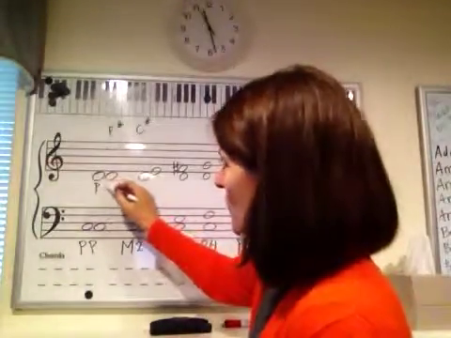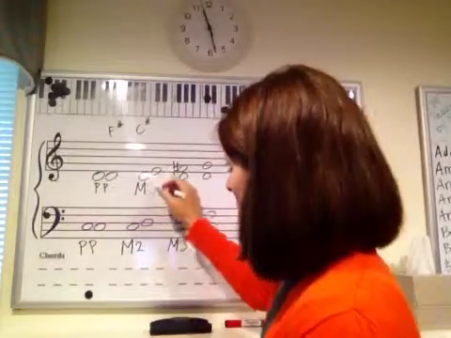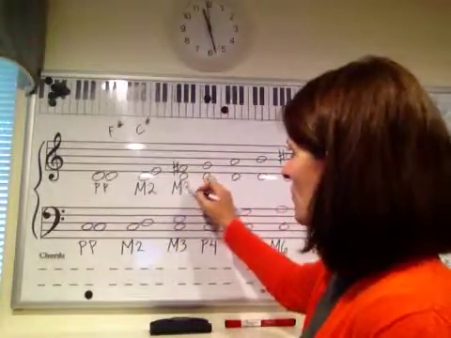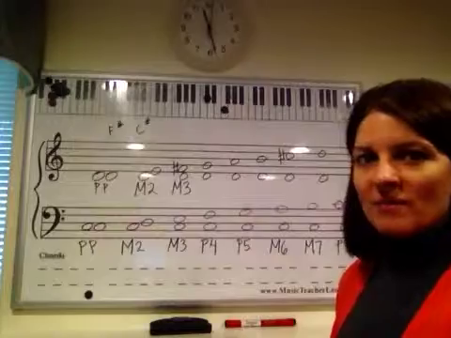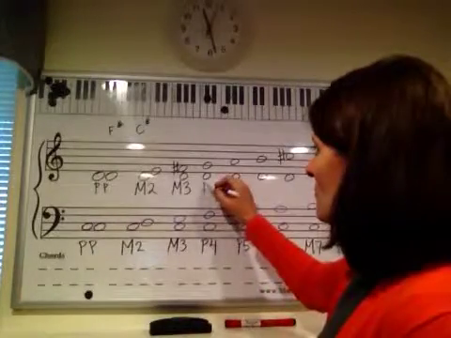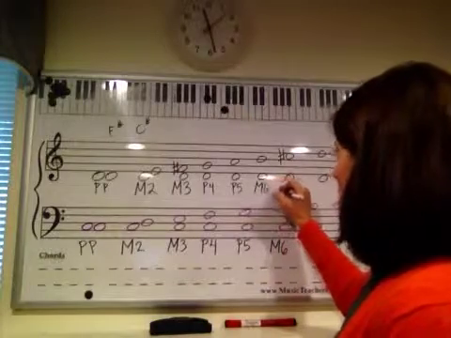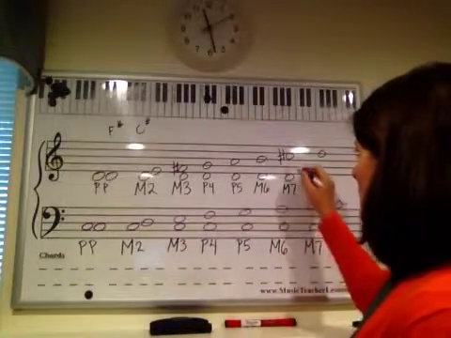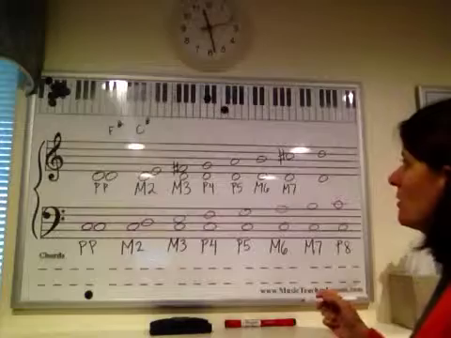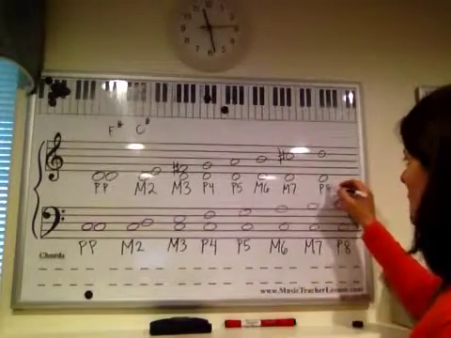Now I have a perfect prime, a major second. Notice that my major third is spelled D to F sharp. All right? Perfect fourth, perfect fifth, major sixth. My major seventh is spelled D to C sharp, and my perfect octave.